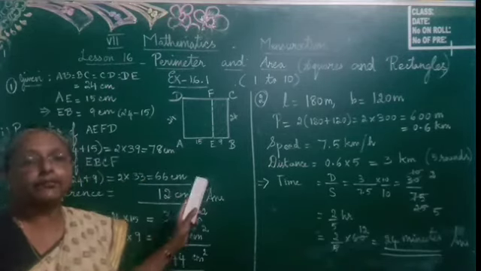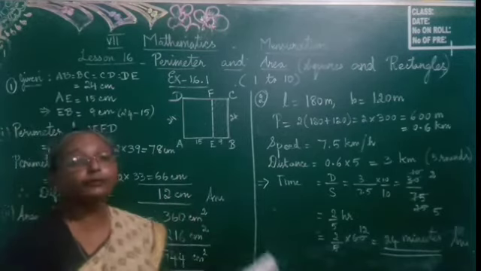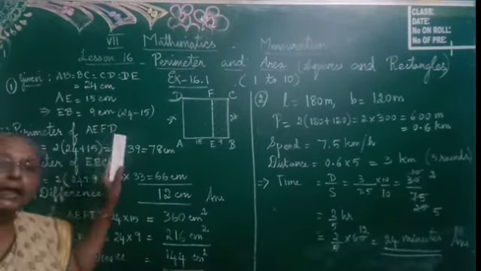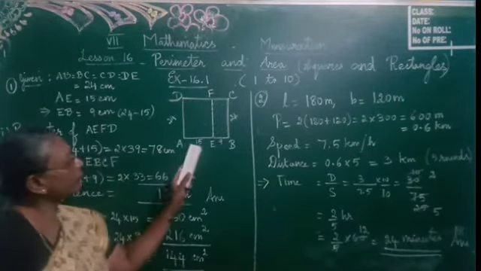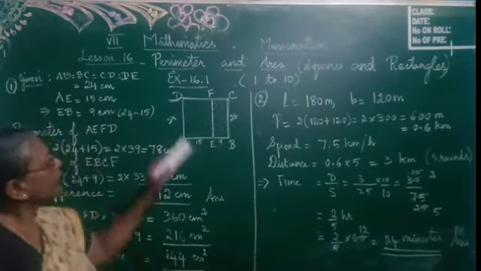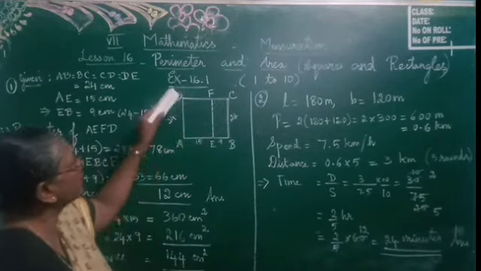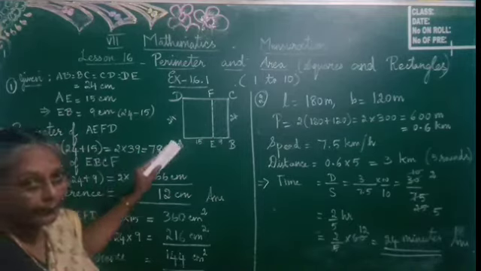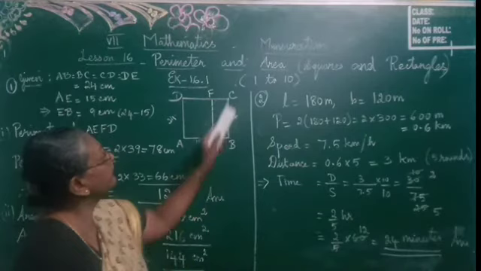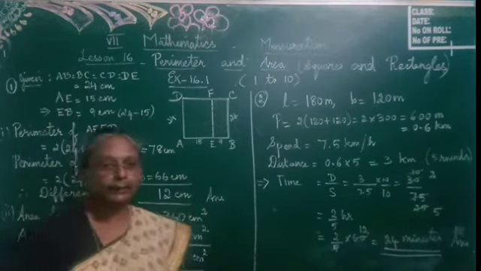If AE is 15 centimeters, then what will be EB? Total length is 24 centimeters, you know. Therefore, it will be 24 minus 15, which is 9 centimeters. So, the length of AE is 15 centimeters, the length of EB is 9 centimeters. For the first rectangle AEFB, length is 24 centimeters, breadth is 15 centimeters. For the second rectangle EBCF, length is 24 centimeters, breadth is 9 centimeters.